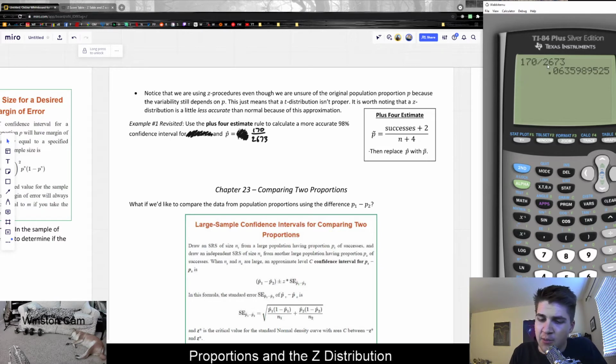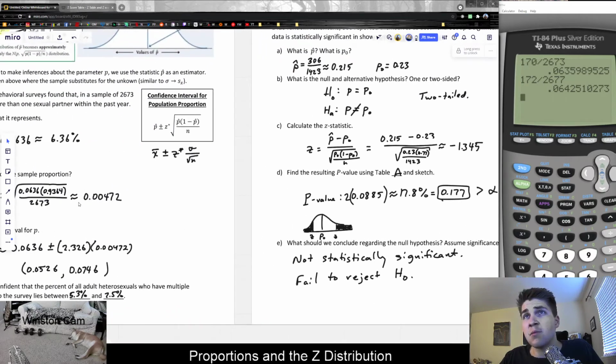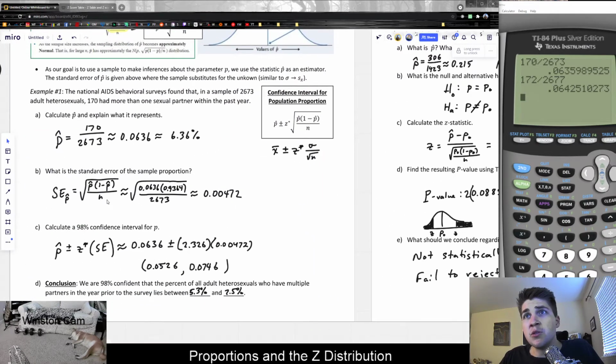So again, the idea here is if we wanted to use p with the tilde above it, we would have 172 divided by 2677. We just increase them artificially by 2 and by 4. This would give us a new proportion, and now we've increased it ever so slightly to 0.0643. Then essentially from here, we're going to do exactly the same math as before. We would just use p tilde instead of p hat to do our math.